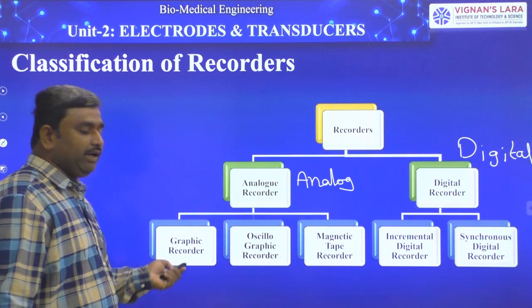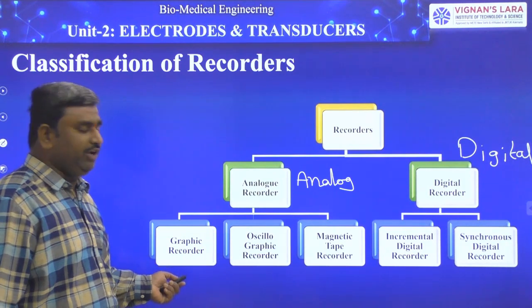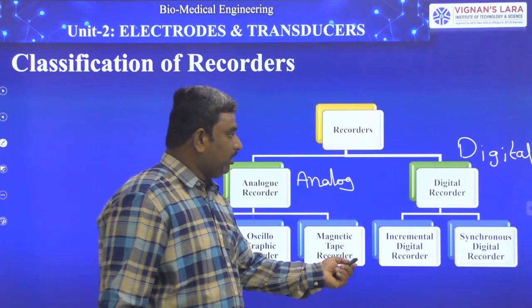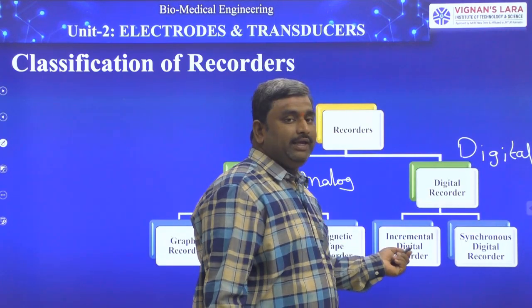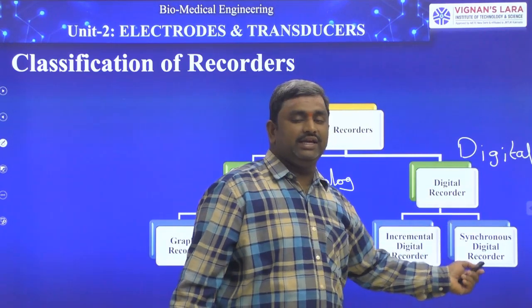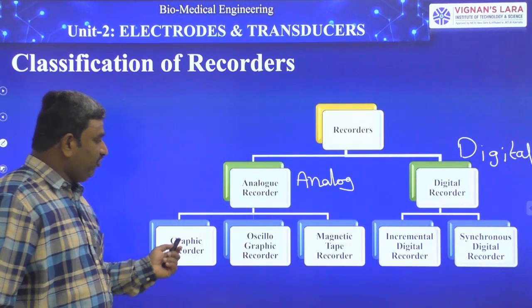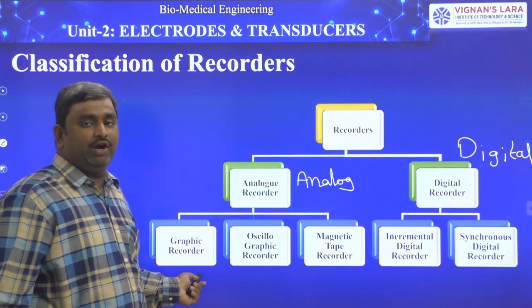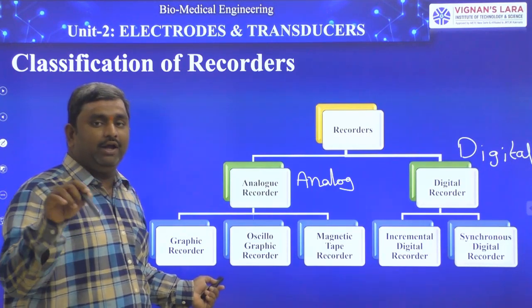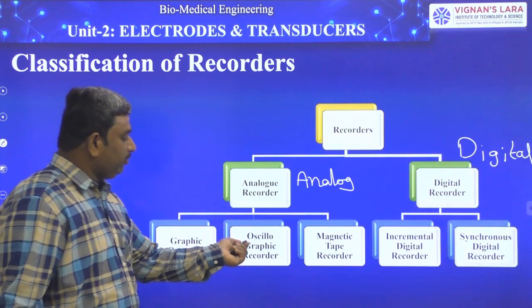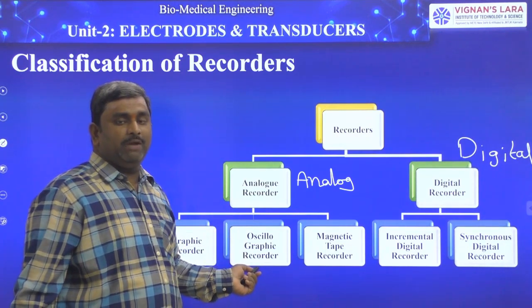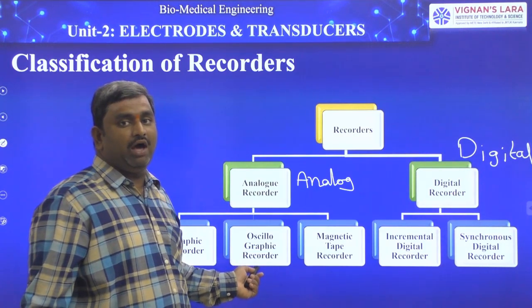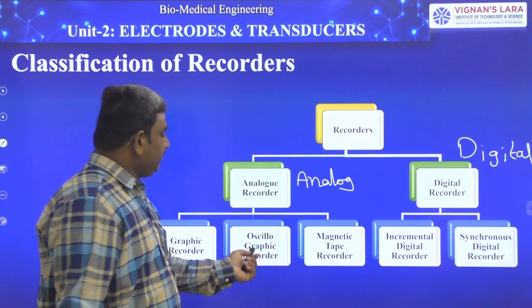Under this, in the analog recorder, we have first the graphic recorder, next oscillographic recorders, next magnetic tape recorders. Next, digital recorders: we have incremental digital recorder and synchronous digital recorder. The first one in the analog recorder is the graphical recorder. This type of recorder we use for taking the print on paper. Next, coming to the oscillographic recorder. These types of recorders we generally use for observing the patient's behavior on a screen or on a display.